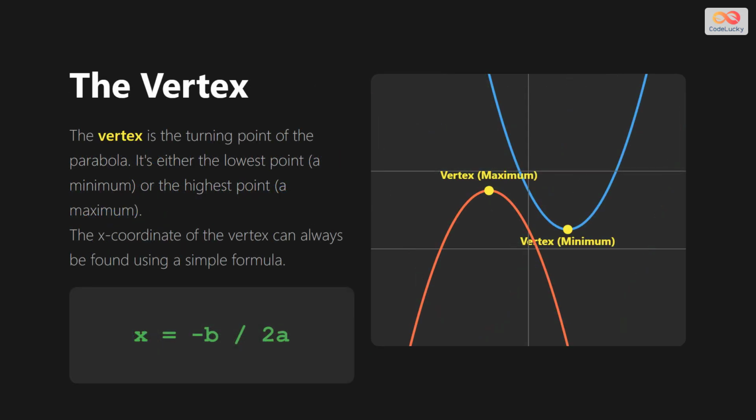Every parabola has a turning point, which we call the vertex. If the parabola opens up, the vertex is the minimum or lowest point. If it opens down, the vertex is the maximum or highest point. We can find the x-coordinate of this vertex with the formula x equals negative b divided by 2a.